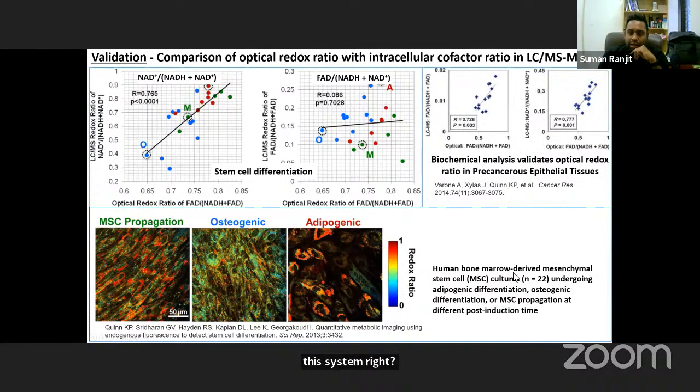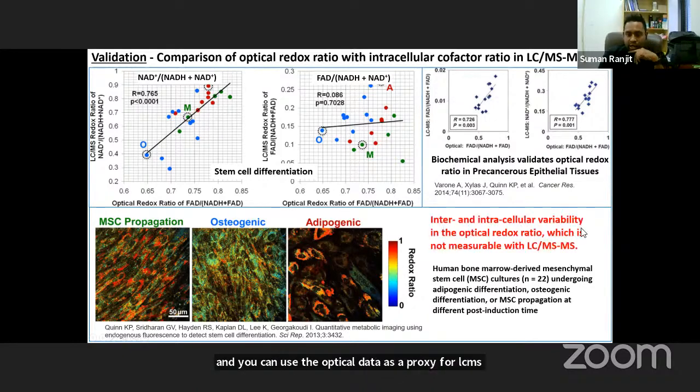Now, there are other people who have also done biochemical analysis using the optical redox ratio. This is in stem cells, in pancreas, in epithelial tissue, showing that they are highly correlated, and you can use the optical redox ratio as a proxy for LCMS. Again, the intercellular variability that you can see in the optical redox ratio cannot be measured using the old school liquid chromatography.